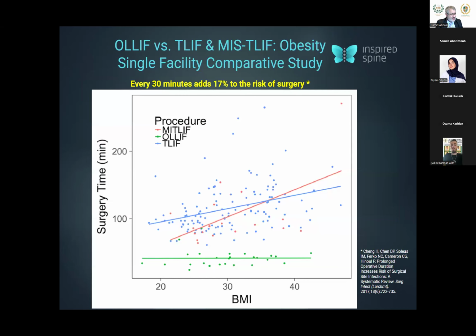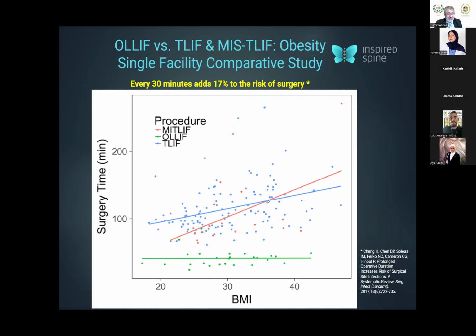This is our study that we published that shows, as it makes sense, that with higher BMI, the red line, the TLIF becomes lengthier, and the other things correlate with that. Bleeding, infection, hospital stay, return to surgery, all go with this line.